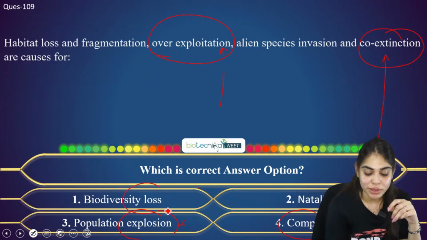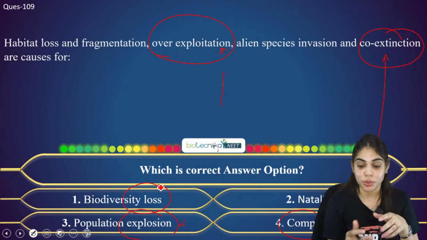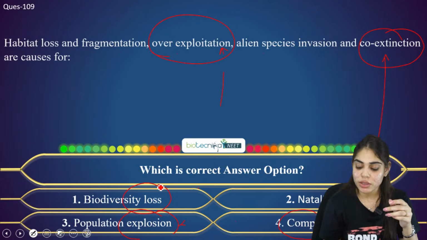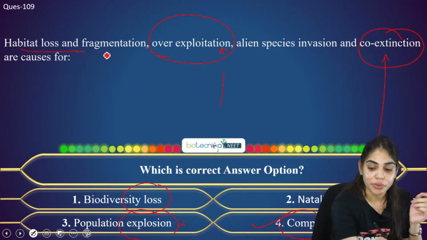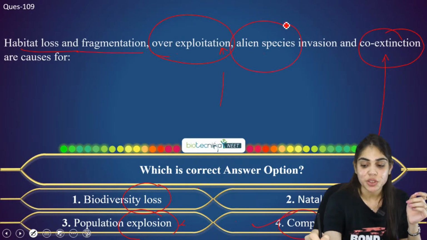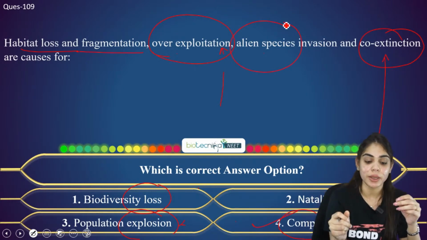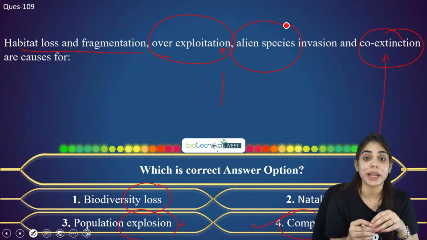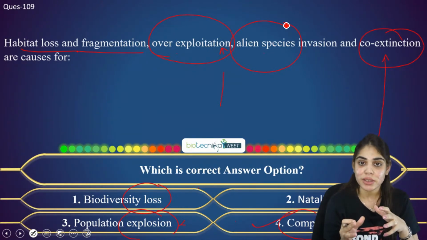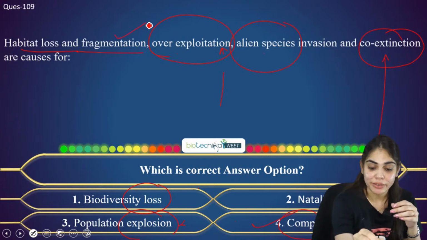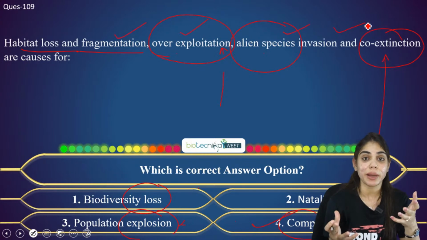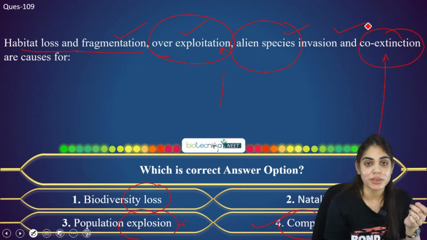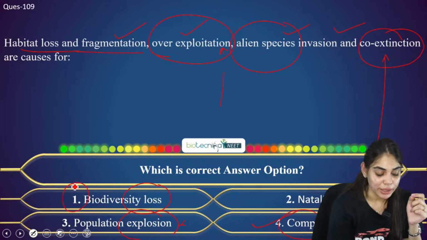Then what is biodiversity loss? When population explosion, overexploitation of resources, and co-extinction because of competition are all taking place and leading to habitat loss and fragmentation, and when some alien species enters this community, this will always result in biodiversity loss. So all these four features given here are significant for biodiversity loss. So the right answer for this question is option A, that is biodiversity loss.